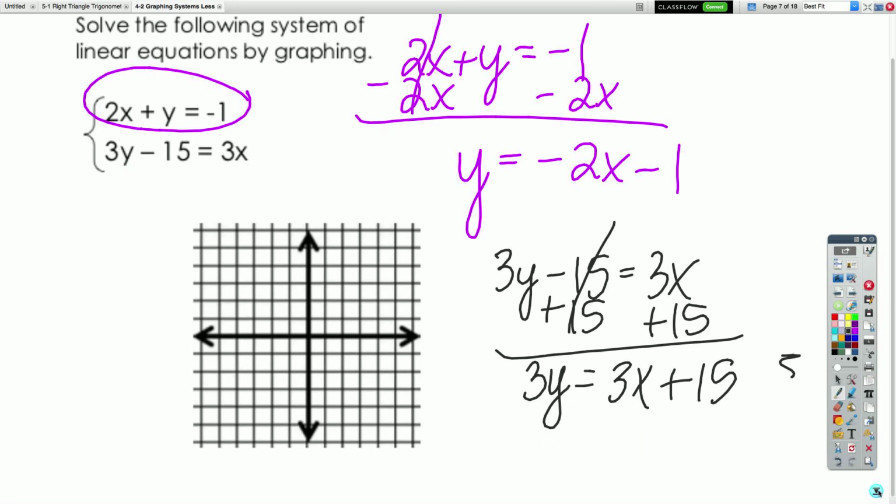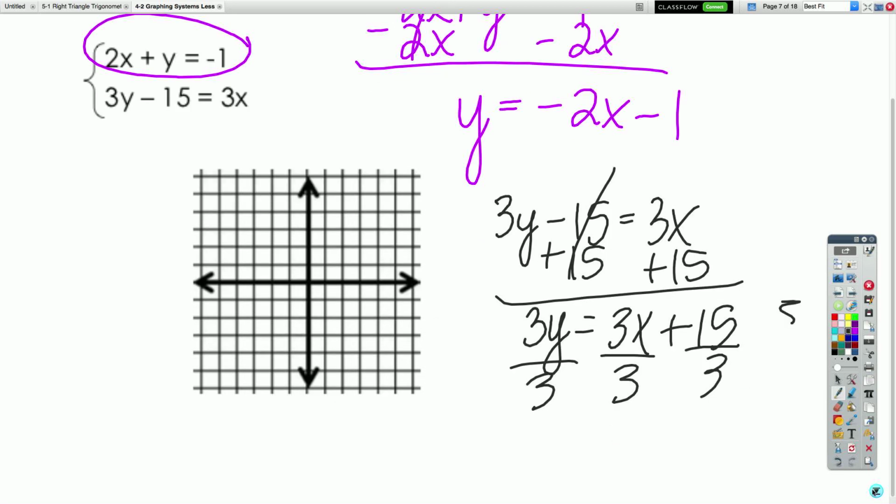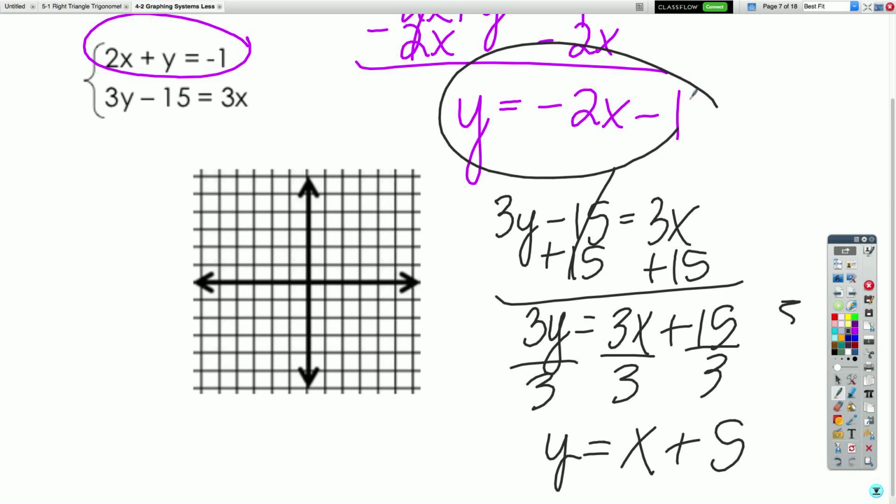And then what? Divide everything by 3. So you get y equals 1x plus 5. So we're going to graph this one, and then we're going to graph this one. Okay? Olivia, where are you going to start on the purple one? Where are you going to graph it? Where does that graph start for this one right here? No. You start at the y-intercept, which is -1. You start at -1.